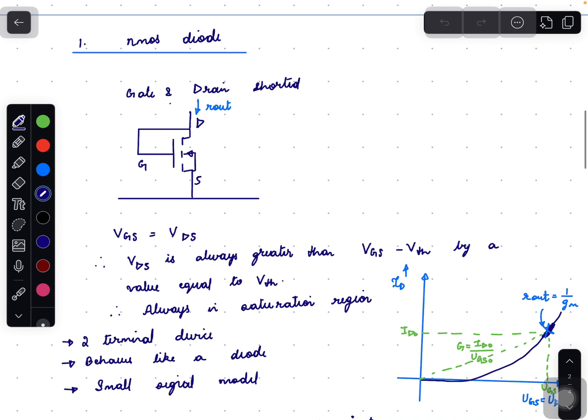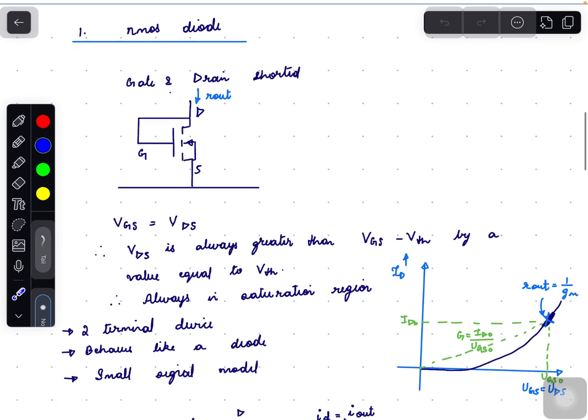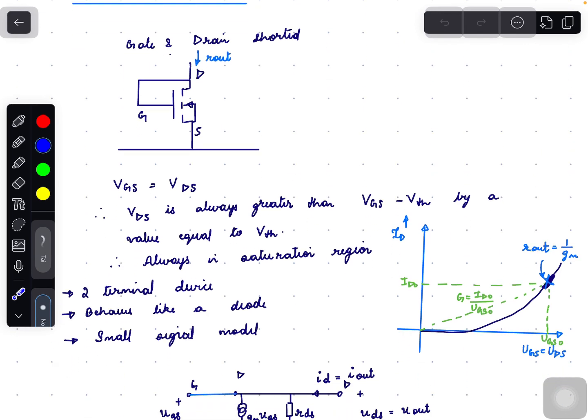NMOS diode. When the gate and drain of the NMOS are shorted, it results in an NMOS diode. So now it is a two-terminal device which consists of source and gate. When we see the transfer characteristics, that is VGS versus the drain current ID, it resembles a diode current. Here VGS equals VDS.